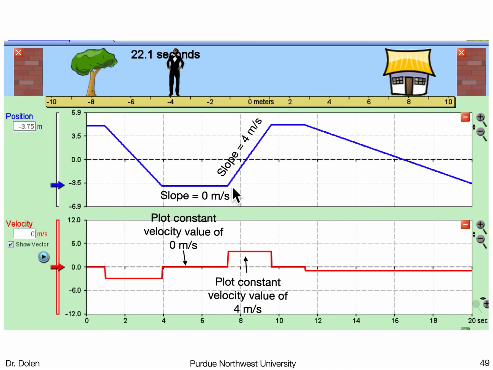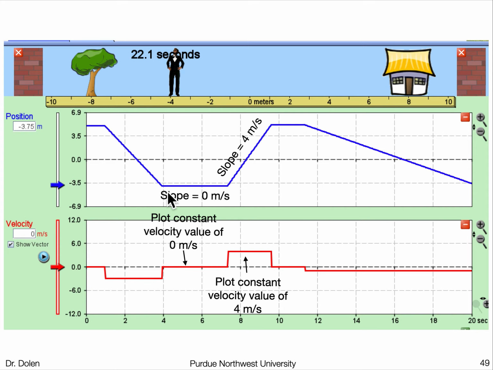During this time period, from about time equals 4 seconds to time equals 7.5 seconds or so, my position versus time graph has 0 slope, so it tells me I'm moving at 0 meters per second, right? I'm at rest during this time period. So on my velocity versus time graph, I just need to graph a constant 0 value during that time period, right? Whatever my slope is here, I graph that value here. So my slope is 0, I graph the value 0 here, right?